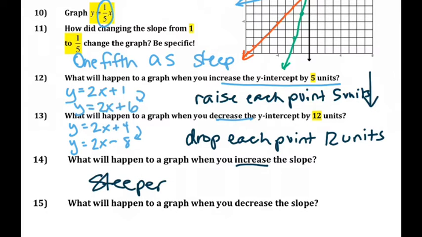And what will happen to a graph when you decrease the slope? So it goes from 1 to 1/2 to 1/3 to 1/4. That slope is going from 1 to 1/2 to 1/3 to 1/4. So it's getting less and less steep.